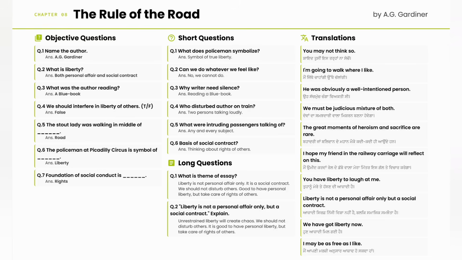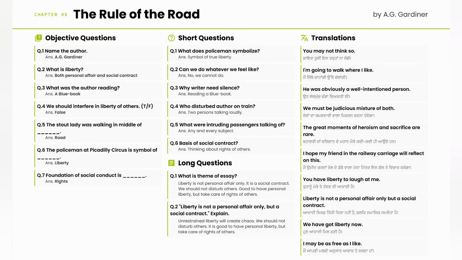Question 2. Liberty is not a personal affair only, but a social contract. Explain. Answer. Liberty is not a personal affair only. It is a social contract. Unrestrained liberty will create chaos and problems. We should not disturb others. It is good to have personal liberty, but we should take care of the rights of the others as well. Only then we can enjoy the life.